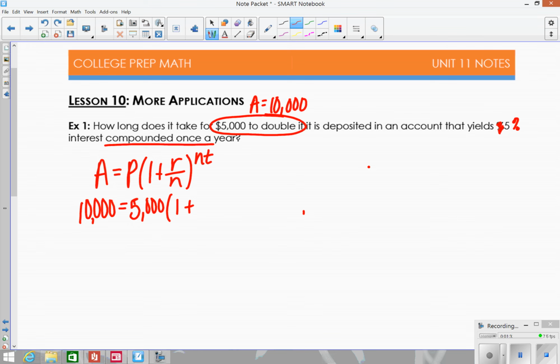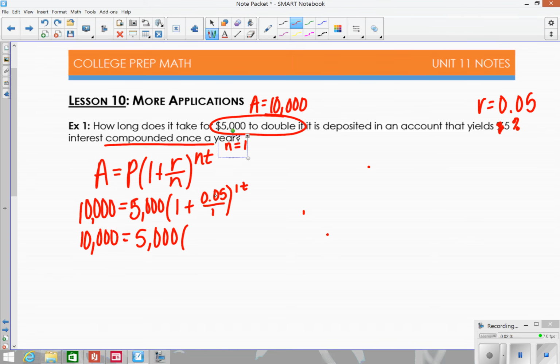And 1 plus the rate. If the rate's 5%, as a decimal it's going to be 0.05, moving that decimal over 2 places to the left. So we always put the rate in as a decimal. N is the number of times compounded, so since it says compounded once a year, that tells me that n equals 1. So we plug in 1 for that, and then t I'm just going to keep. Now we can simplify this and solve for t. Inside here, 1 plus 0.05 over 1 is just going to be 1.05, and this is just going to be t.